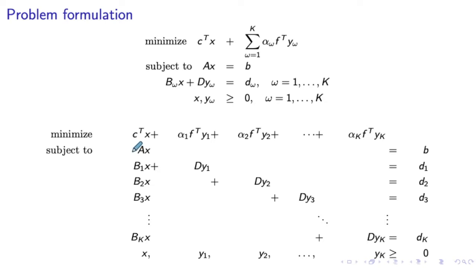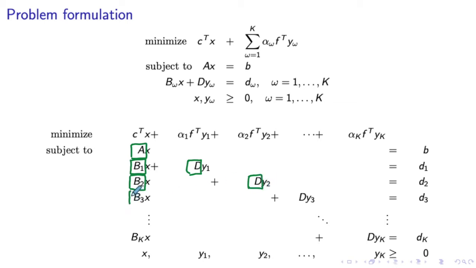So in the first set of constraints, we only have the X variables with the coefficients given by this matrix A. Then the first scenario has matrix B1 corresponding to the X variables, and then it has the matrix D corresponding to the second stage variables written for the first scenario. Then for the second scenario, again, we have matrix B2 of the same size as the matrix B1, and exactly the same recourse matrix D for the second stage variables corresponding to the second scenario.